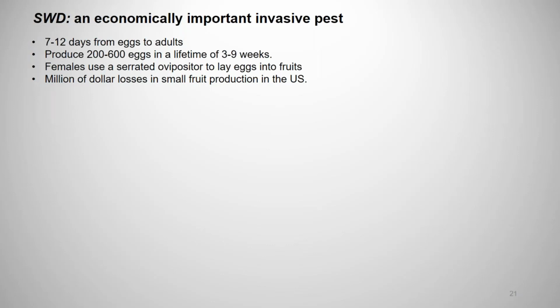One of the unique features of SWD is that they have a serrated ovipositor that can pierce open an intact fruit and then lay the egg inside the fruit. Many of the other Drosophila species tend to be scavengers, and they feed on damaged or rotten fruit. But SWD is different. They attack intact, healthy, ripening fruit. And as a result of a highly reproductive cycle and short generation time, SWD has been causing millions of dollars in agricultural losses in small fruit in the US.